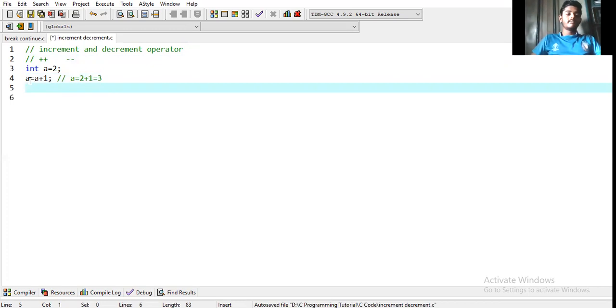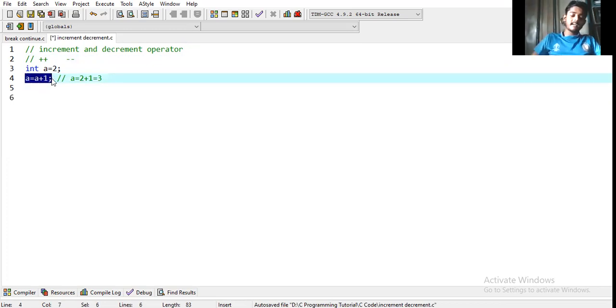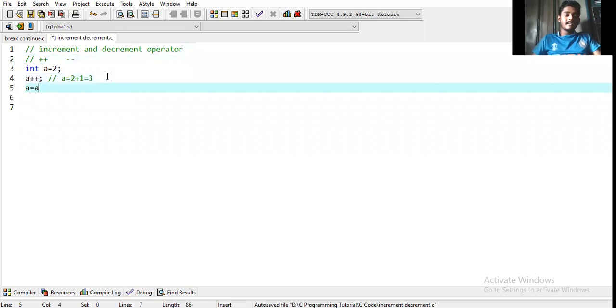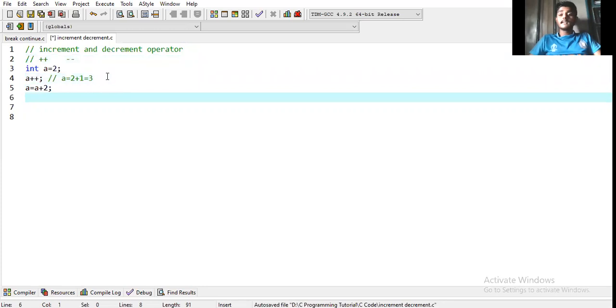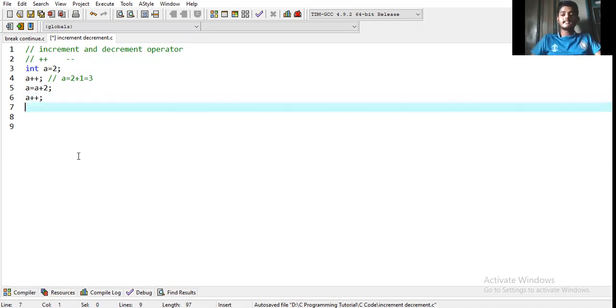Instead of this, I can write a plus plus. Its meaning is also the same. The only difference is that if we write a equal to a plus 2, then we cannot write it using the increment operator. Increment operator means the value will be incremented only by 1.